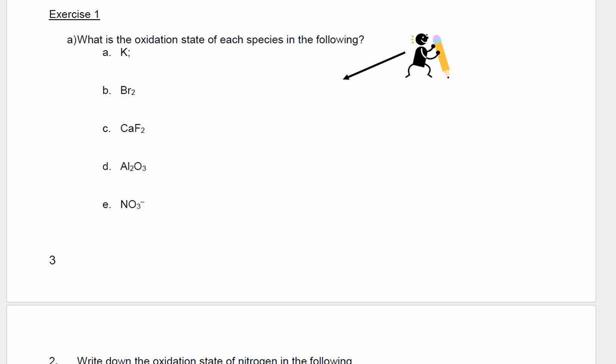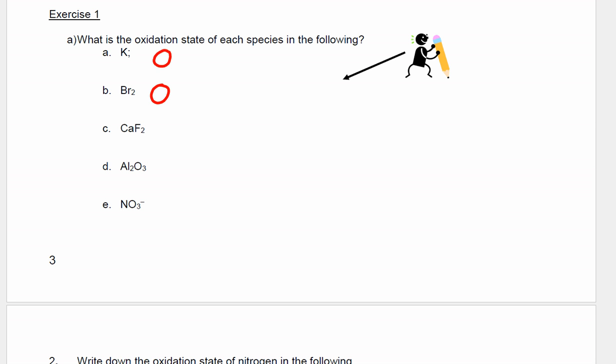Looking at the first one, potassium, K, there's nothing else there, there's just K, so it's just an element. So the oxidation state, by definition, is 0. Similarly, B, bromine, Br2, the only thing which is present is bromine. It doesn't matter that there are 2 of them, we only have bromine present. So the oxidation state is 0.